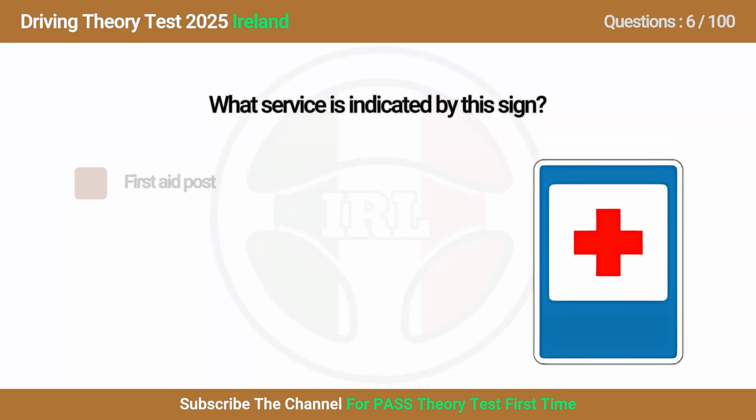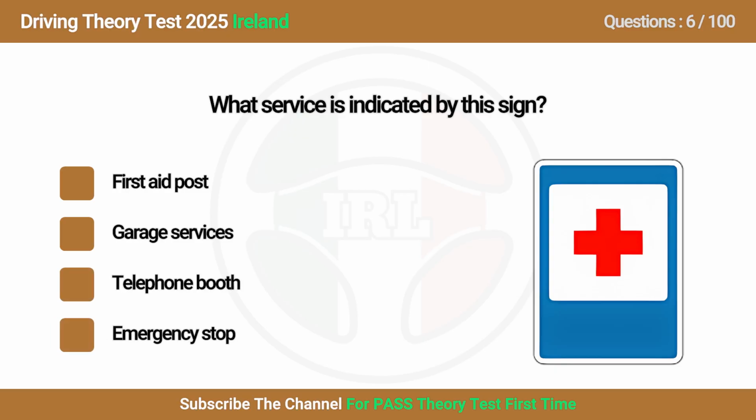Question 6. What service is indicated by this sign? A. First aid post. B. Garage services. C. Telephone booth. D. Emergency stop.